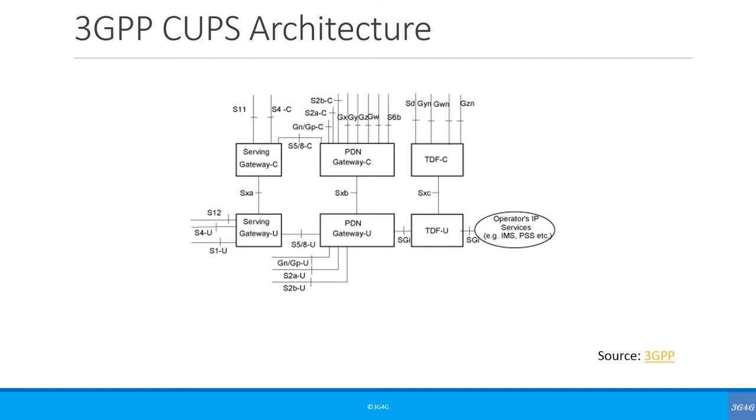This is the way 3GPP has shown the CUPS architecture in the specifications. I've also provided a reference, and that reference would provide you links to the 3GPP specification. I just found this to be slightly overwhelming the first time you look at it, but now because you understand the way I showed the split in the previous slide of the serving gateway, the PDN gateway, and TDF, you'll probably be able to understand this much better.